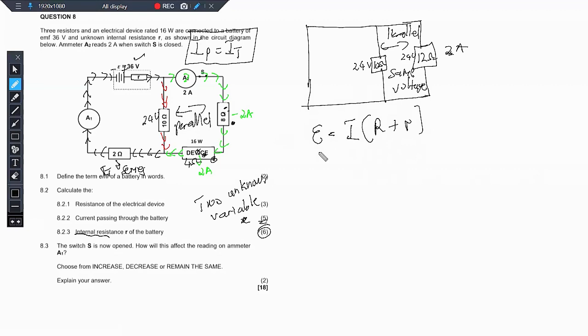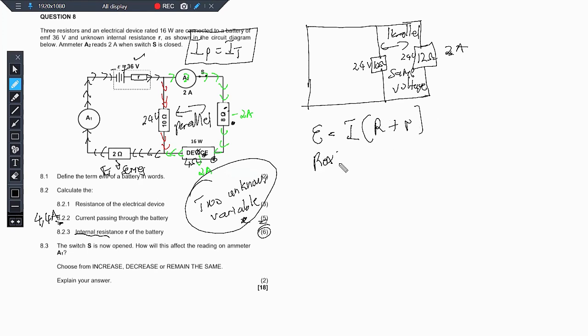Then current here, we have calculated it in the previous question. We got 4.4 amperes, right? And then the R external, we don't have the R external. We still need to calculate the R external, but then we are looking for R internal. So again, two unknown variables. So first, let's calculate the R external.